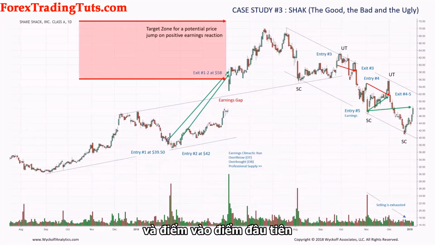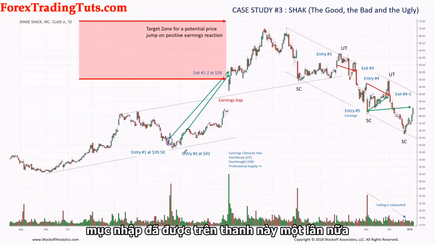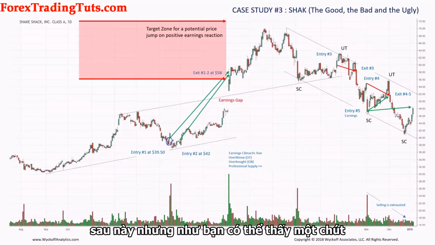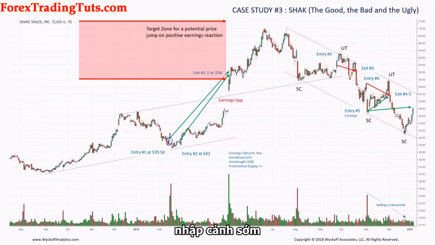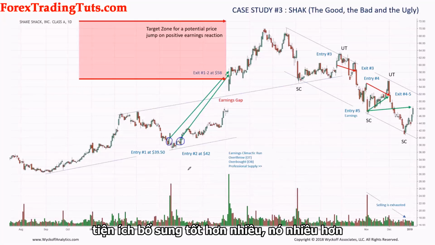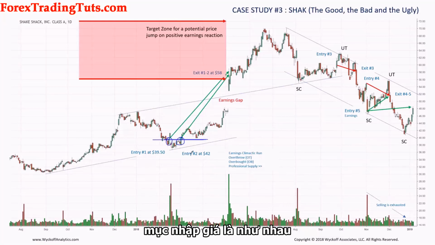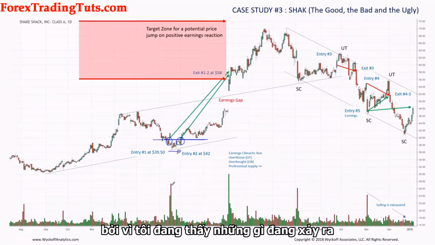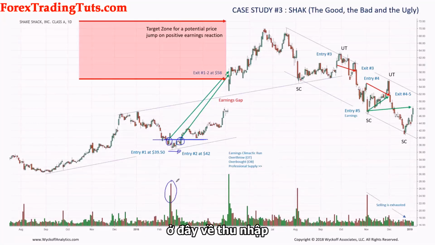And the point of entry, the first point of entry, was on this bar. Again, this question as to how do you choose your entry points, I will explain later, but as you could see, a little bit premature entry. The add-on was much better, much more optimal in terms of the point of entry. The price was the same, but I had to sweat it out for a couple of weeks into the next add-on. I'm adding here at the same price because I'm seeing what is happening here on earnings.